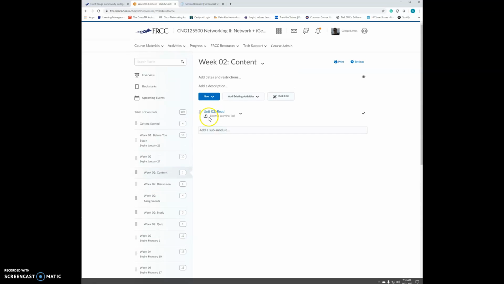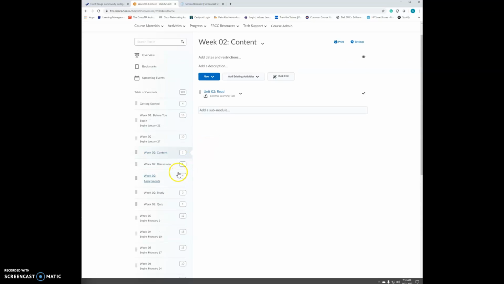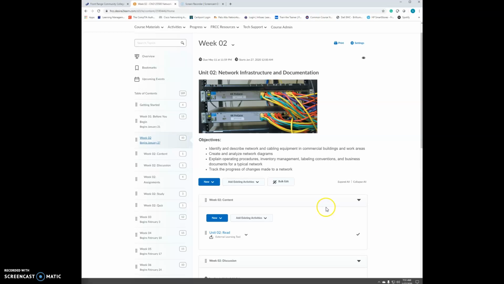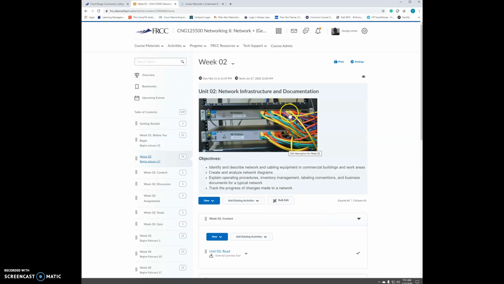This week we have week two, where we look at network infrastructure and documentation. With this week, we take a broad look at components of structured cabling. Look at DMARC, look at cabling, look at monitoring the environment, network documentation, change management. That's highly important.